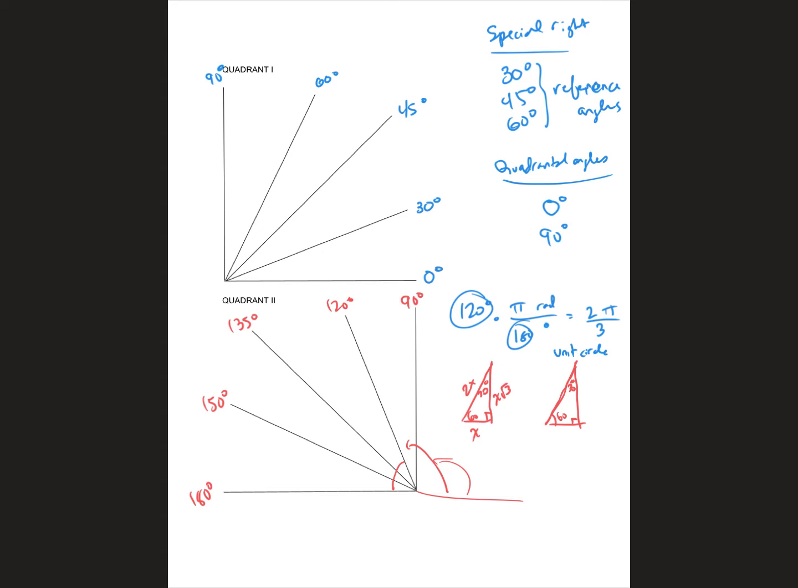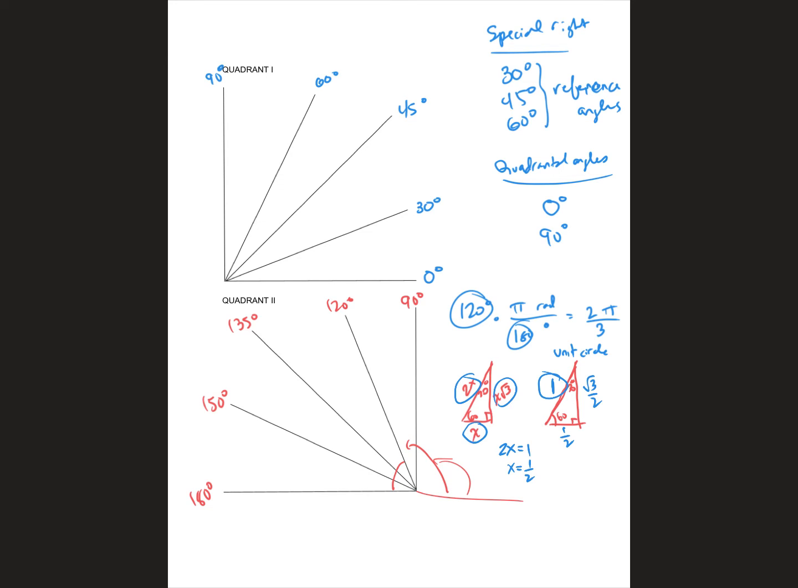remember the hypotenuse of a triangle in the unit circle is 1. So if I label that 1, if these two triangles are going to represent the same thing, 2x would have to equal 1, which means my x value is 1/2, which tells me that my side opposite the 30 in the unit circle triangle is going to be 1/2. And the side opposite 60 in the unit circle triangle is going to be 1/2 square root 3, which is the same thing as square root 3 over 2.